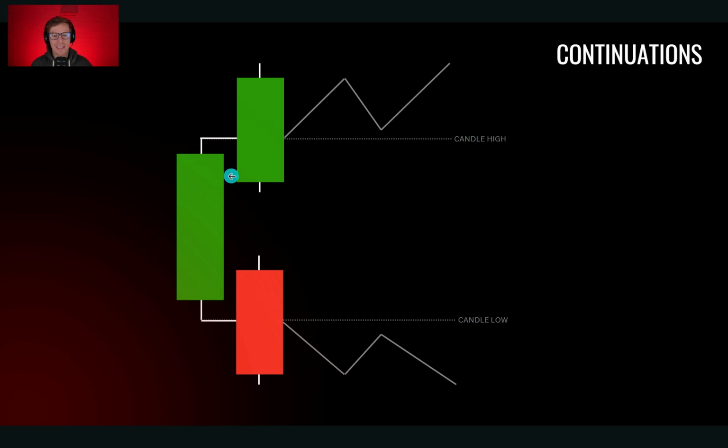So how we do this with continuations, you can just imagine we've got the previous candle high and low marked out, and then either you're going to get the next day candle break above the high and close above the high, which is showing continuation to the upside. Or you're going to get the next day candle break below the low and close below the low of the previous candle, showing continuation to the downside.